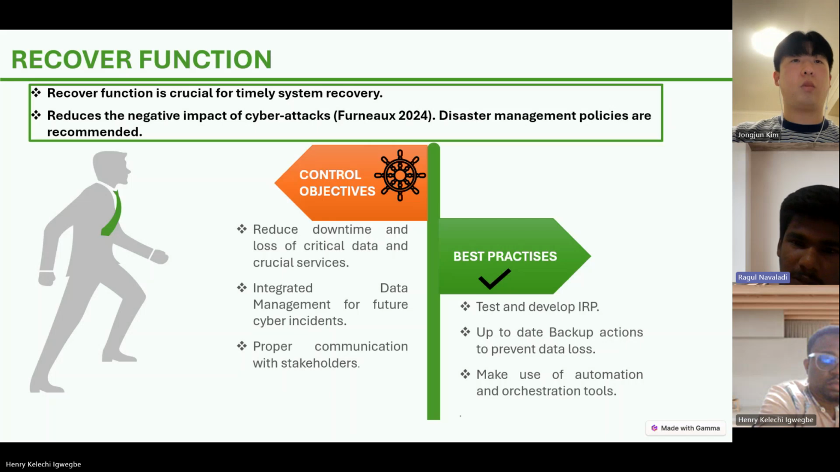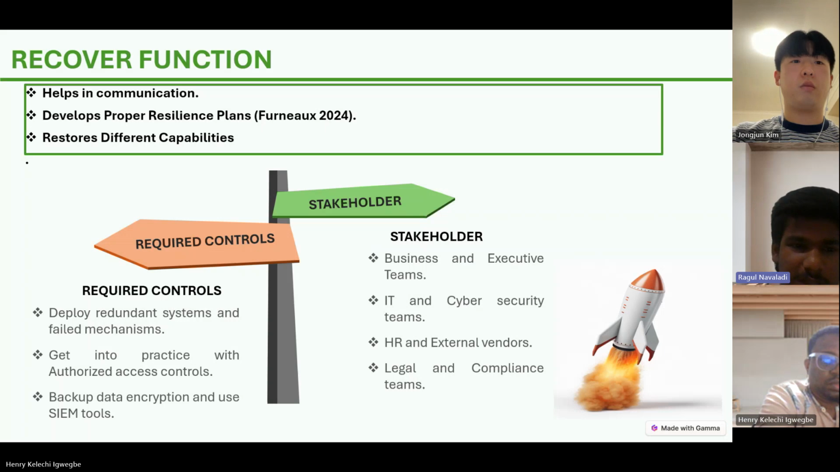Choosing the cloud is an important thing, because we have to be careful about the cloud data which we store. We also have to make efficient use of automation tools, like intrusion detection systems. These types of tools we can use for cyber incidents. Then the required controls: deploying redundant systems and failover mechanisms for easy recovery, because we can't have unneeded things. So we have to deploy those things.